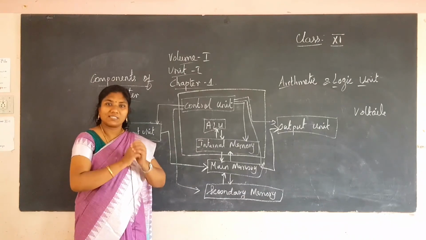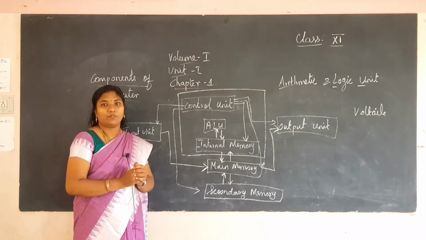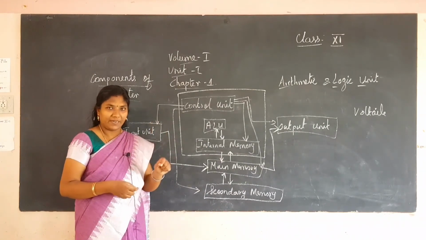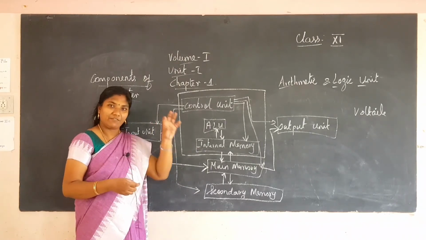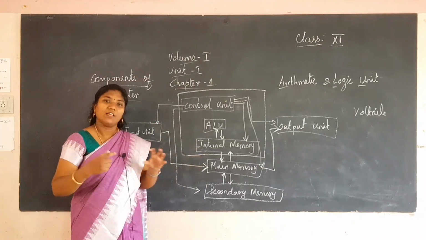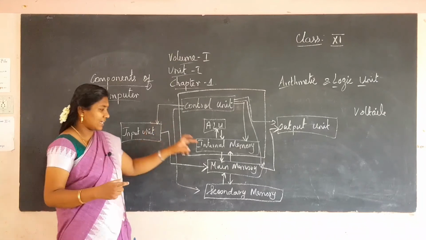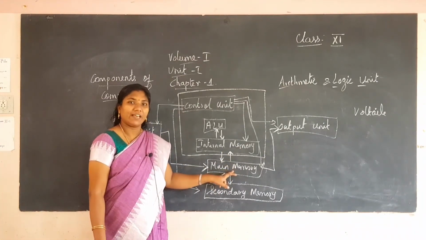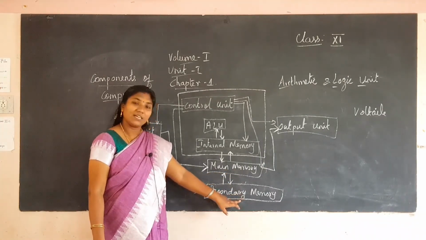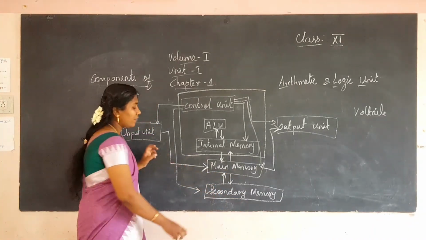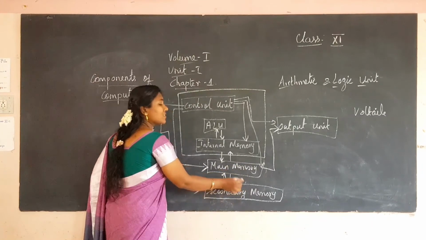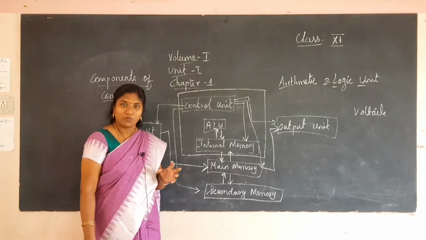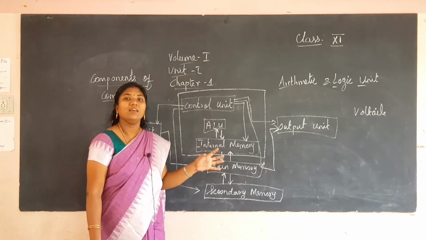Suppose you want to save a file in secondary memory. If you insert a pen drive and you want to save a file from the computer to the pen drive, what will you do? You will go exactly to the memory where the file is, click the file, and it will move on to the secondary memory. At that time only these two components will have their role. All the other components will not have their role.